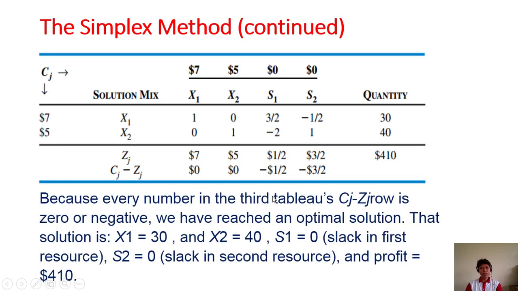Because every number in the third tableau Cj minus Zj row is 0 or negative, we have reached the optimal solution, because this is our target: the Cj minus Zj row should be 0 or negative. And we have reached the optimal solution. The solution is x sub 1 is equal to 30, x sub 2 is equal to 40, and s sub 1 is equal to 0 slack in the first resource, and s sub 2 is 0 as well. And the profit is $410.